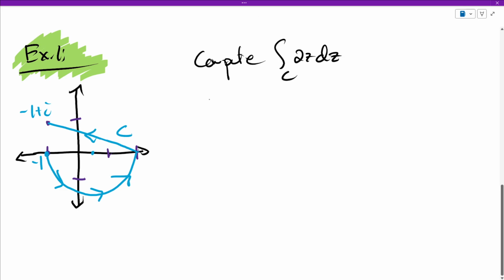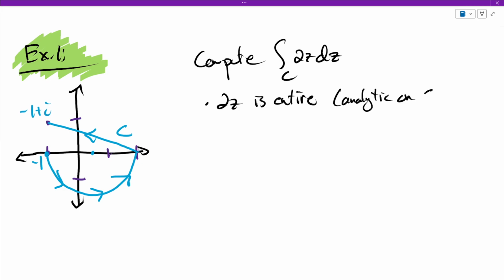But let's notice here that 2z is entire. It's differentiable everywhere. So in particular, it's analytic on all of C. So by the theorem in the previous video, it's analytic on a simply connected domain, so this integral here is independent of path. I'm just going to say path independent.